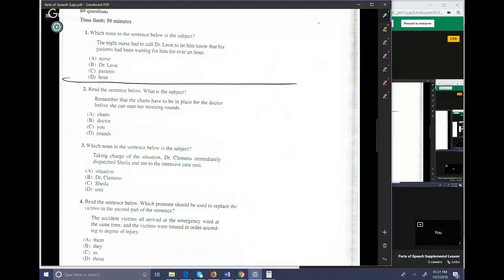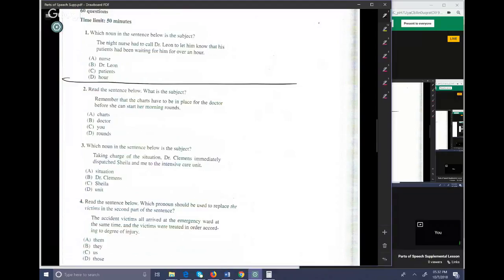So in this case, you have a couple of different names in here, and that's going to be very typical of questions that ask you to identify the subject. They're always going to give you a sentence that has 2 or 3 different nouns or pronouns that could function as the subject. So you want to look at the sentence and ask what the sentence is actually trying to achieve. So in this case, it says, the night nurse had to call Dr. Leon to let him know that his patients had been waiting for him for over an hour.